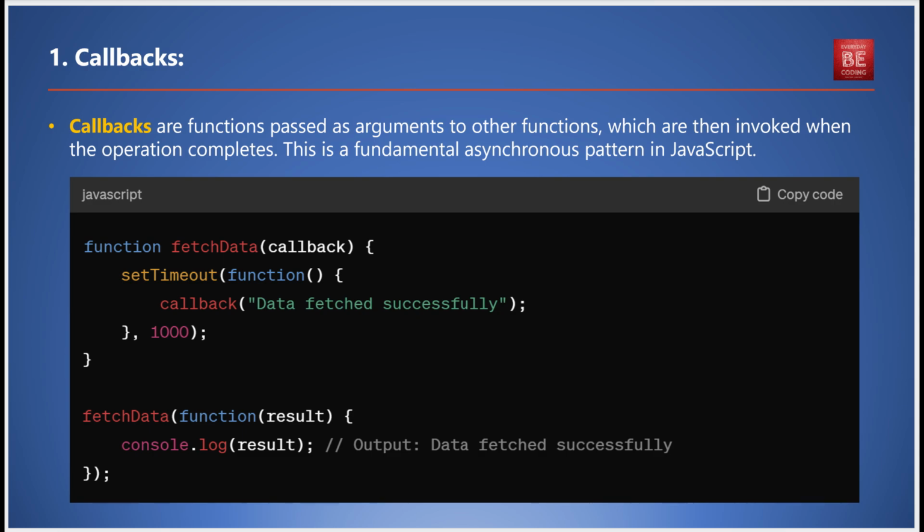Imagine a code snippet. Here, fetchData is a function that takes a callback as an argument. It uses a setTimeout function to simulate an asynchronous operation. When the operation completes after 1000 milliseconds, the callback function is invoked with the message, "Data fetched successfully." When fetchData is called with a callback function that logs the result, the message is printed to the console after the delay. But there's more to asynchronous JavaScript than callbacks.